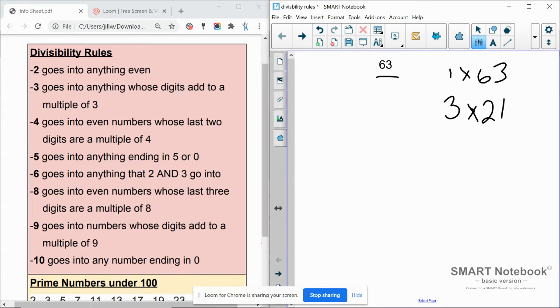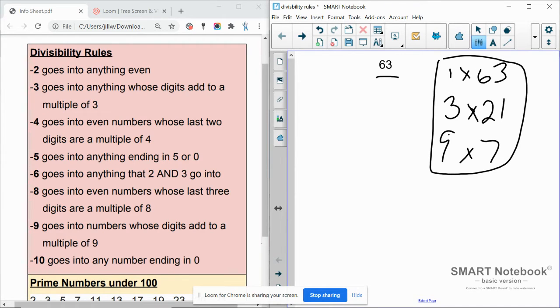9's rule sounds just like 3's rule, except when it adds up, it has to be a multiple of 9. If you remember, we did 6 plus 3, and that equals 9. I asked myself, can 9 go into 9? And it can. And I remember that this is 9 times 7 from my multiplication facts. So again, I'm just going to delete that out. And I check for 10. 10 doesn't go in. So this is about the only ways that we can make it. These are all of the factors.